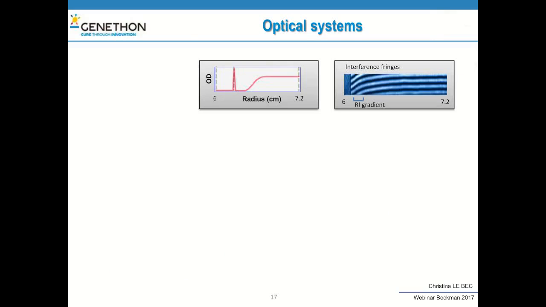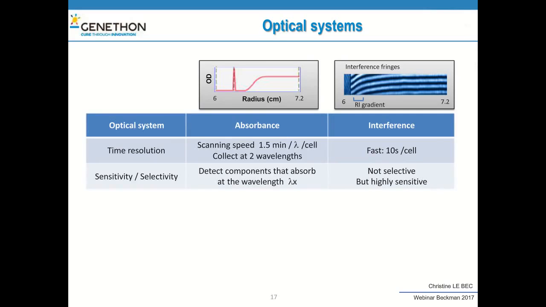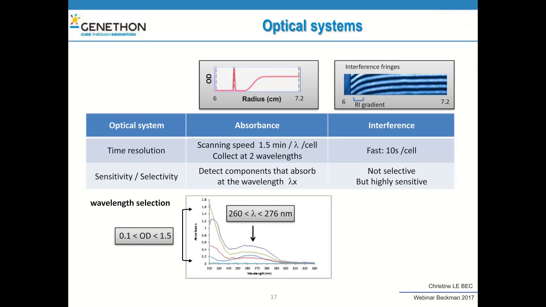There are two different optical systems, one by UV and the other by interference. UV uses a scanning speed of 1.5 minutes per wavelength per cell, and you collect at two different wavelengths. Interference is faster: the scan of the cell between the meniscus and the bottom is 10 seconds per cell. The sensitivity depends on your product. For absorbance, you can choose a wavelength depending on your product. Interference does not have any selectivity, but it has a high signal sensitivity.